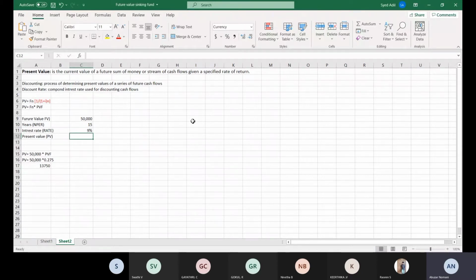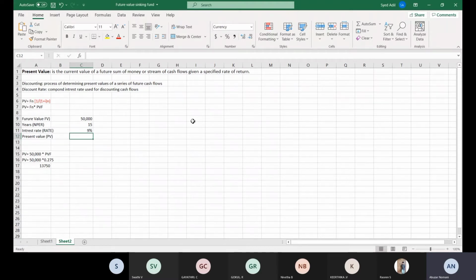As we have seen, in the case of future value, when we are solving the question, the compounding interest rate is given. Here the interest rate is given and we treat it as the discount rate, because we are discounting the values here. In future cash flows, we are compounding the values.